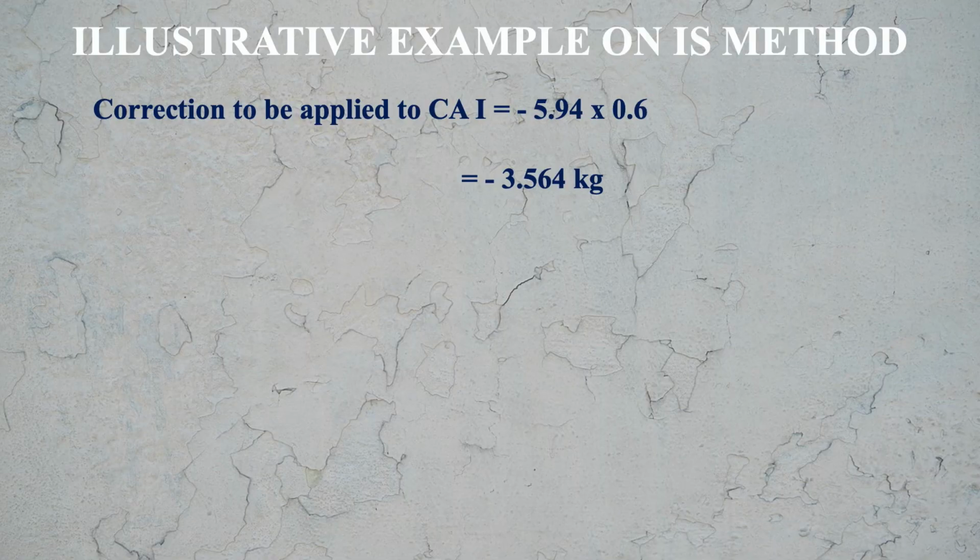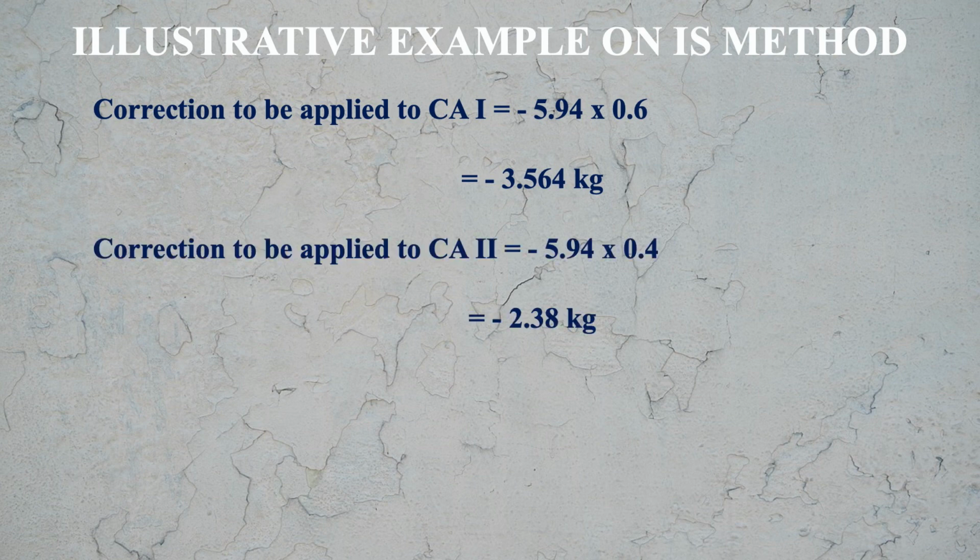So the correction to be applied to coarse aggregate 1, because 60% is there, is 5.94 into 0.6, that is 3.564 kg, that is minus, because we have to reduce that aggregate. And the correction applied to coarse aggregate type 2 will be 5.94 into 0.4, because 40% was there, so it is 2.38 kg. So these are the corrections for the coarse aggregate and water to be applied to the concrete.